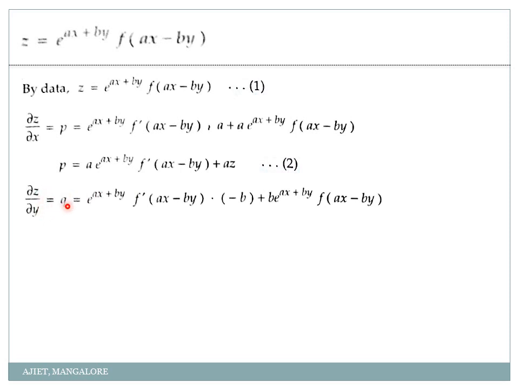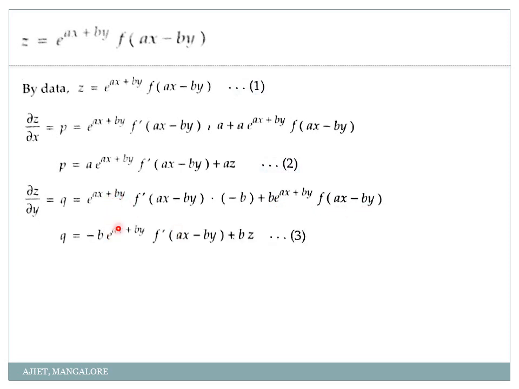So dou z by dou y, which is equal to q. Again I have to go for the product rule here because y is there in two terms. So first I will keep e power ax plus by as it is into differentiation of f, which is f dash of ax minus by, and differentiation of minus by is minus b. Proper? Plus the function of ax minus by as it is, and differentiation of e power ax plus by is e power ax plus by into differentiation of by, which is b. Clear? Again I can call this as what? Z. I am doing that.